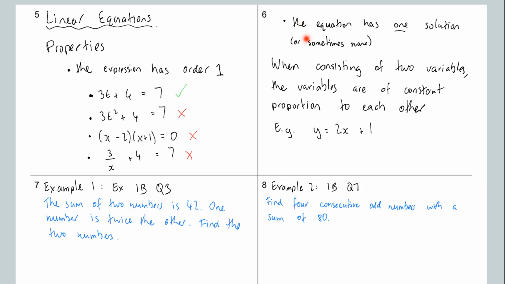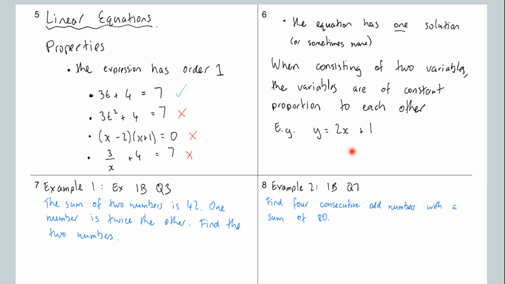The other thing to point out is that a linear equation has only one solution, sometimes none, depending on how it's set up, but generally it has one solution only. If you have two variables in the linear equation, then we have this thing called constant proportionality to each other, which means that as one variable changes, the other one changes at a constant rate.